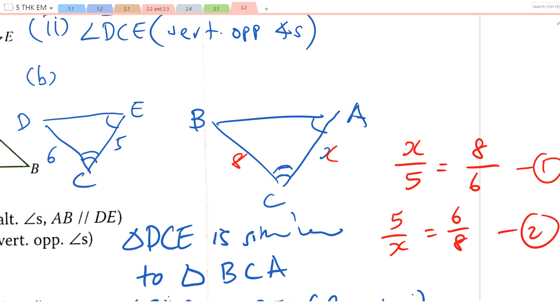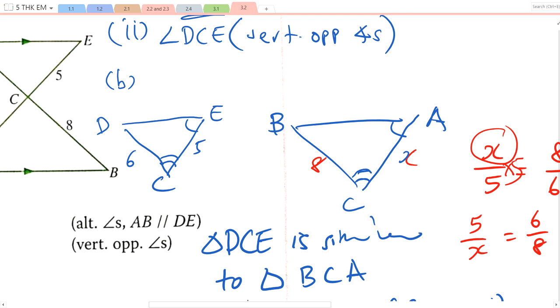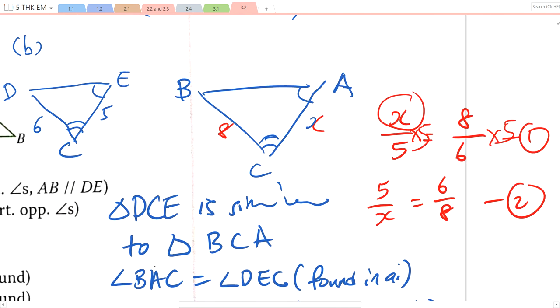Actually, 1. Because I want to find x, right? Might as well put x in the numerator. So I multiply by 5 over here, and I get x straight away. Whereas in option number 2, I still need to multiply by x on both sides, multiply by 8 on both sides, make x the subject. You will still get the same answer. Yeah, it's up to you to decide which one you want to be the original, which one to be the final product. Okay? As long as you're consistent. So let's use option number 1.